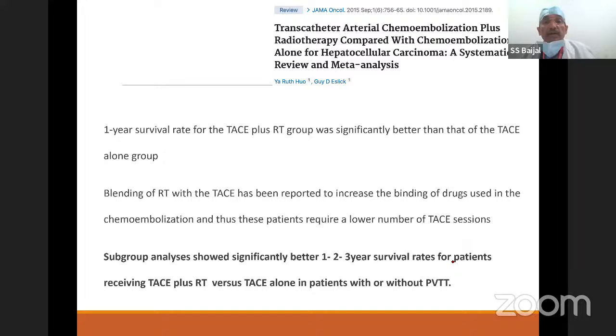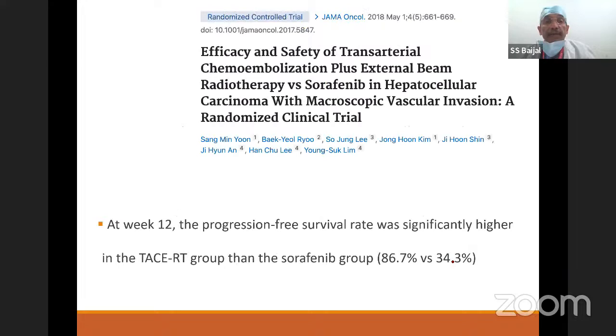And they also found that there was significantly better 1 year, 2 year, and 3 year survival rates for patients in whom TACE with RT was done versus TACE alone. And this happened to be seen in patients who had PVTT or without PVTT as well. Though today's topic is ones with PVTT, this meta-analysis concluded that combination with RT makes a definite impact.